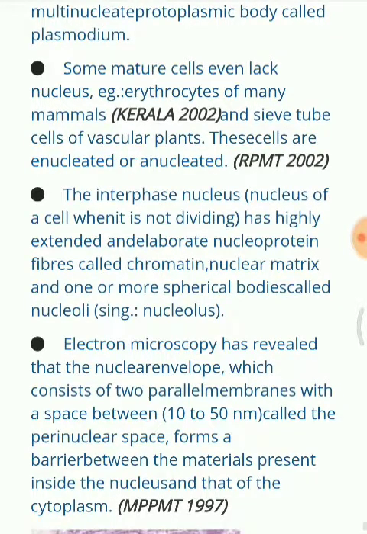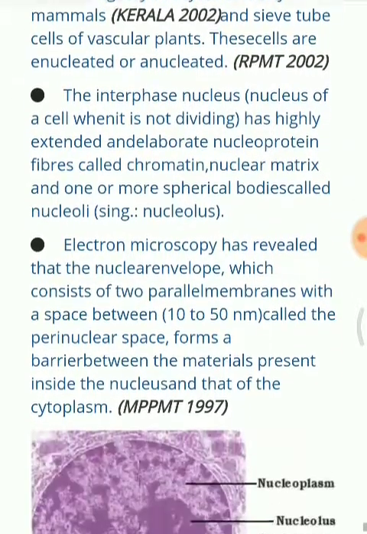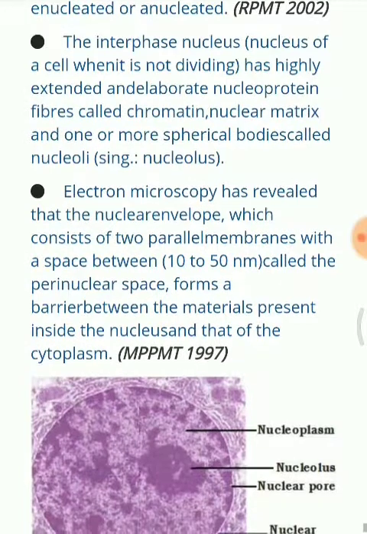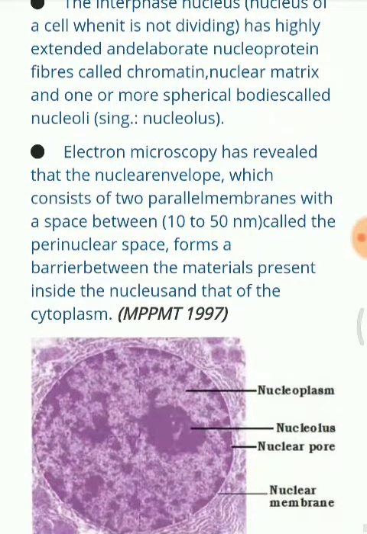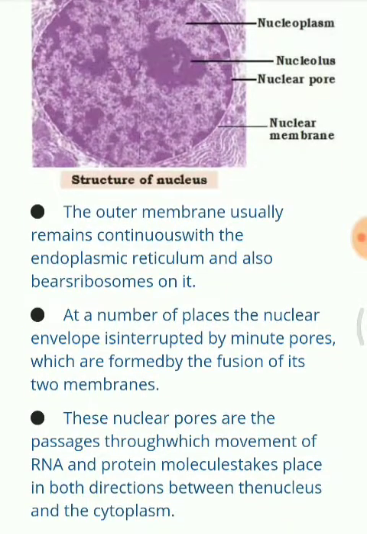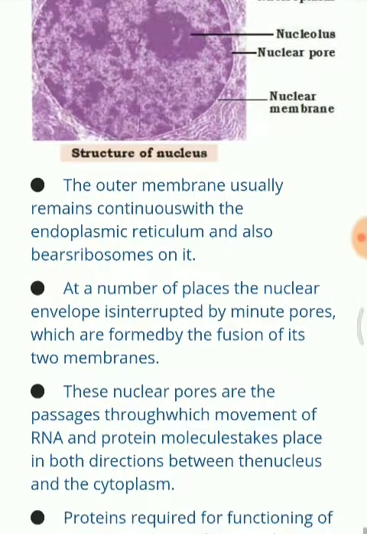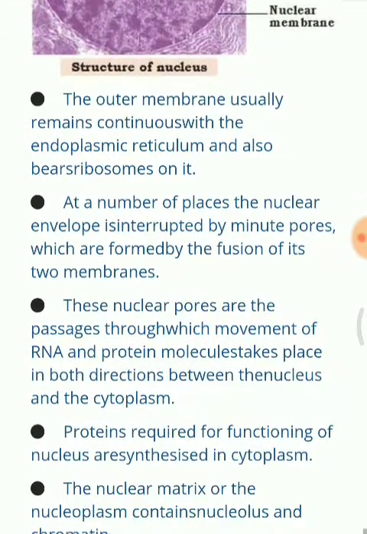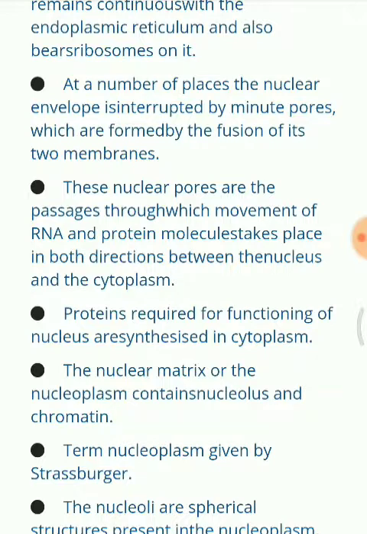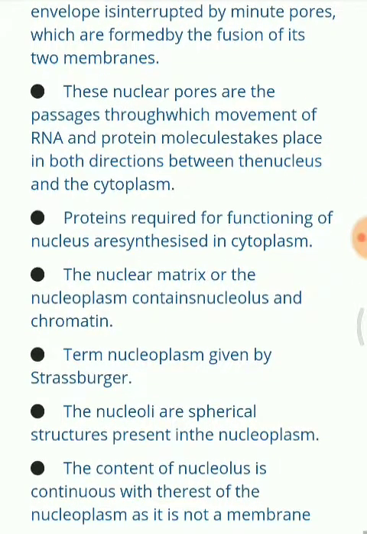The interphase nucleus of a cell, when it is not dividing, has highly extended and elaborate nuclear protein fibers called chromatin, nuclear matrix, and one of the most plentiful bodies called nucleoli. Electron microscopy has revealed that the nuclear envelope, which consists of two parallel membranes with a space between them of 10 to 50 nanometers called the perinuclear space, forms a barrier between the materials present inside the nucleus and those of the cytoplasm. The outer membrane usually remains continuous with the endoplasmic reticulum and also bears ribosomes on it. At a number of places, the nuclear envelope is interrupted by minute pores which are formed by fusion of the two membranes. These nuclear pores are the passages through which movements of RNA and protein molecules take place in both directions between the nucleus and cytoplasm.